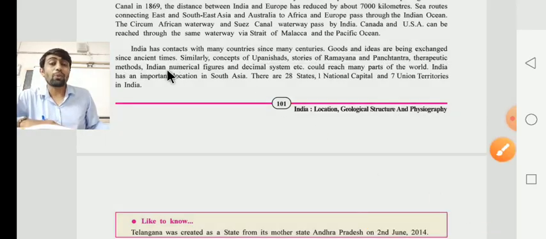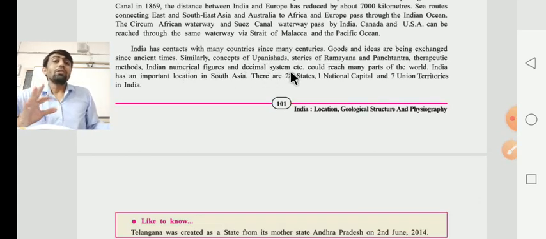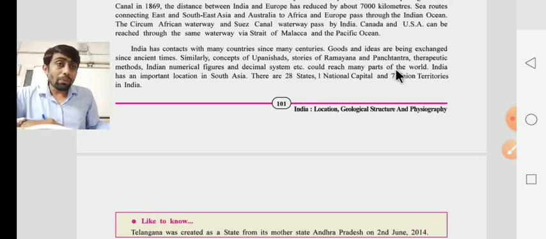All these things are famous all over the world: the Indian numerical figure and decimal system, etc. All of these are famous at the world level and could reach many parts of the world. Concept of Upanishad, story of Ramayana, Panchatantra, Ayurveda, which means our medical method, Indian numerical figure, decimal system.